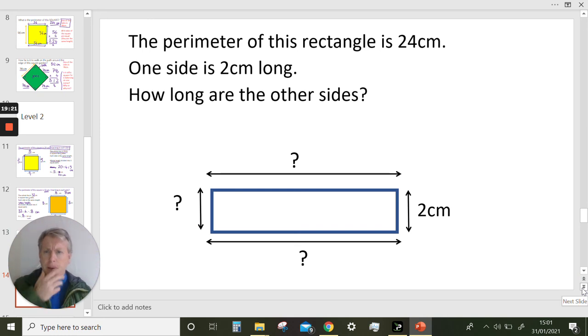The perimeter of this rectangle is 24 centimetres. One side is 2 centimetres long. How long are the other sides? Do you want to try this one? Have a go.